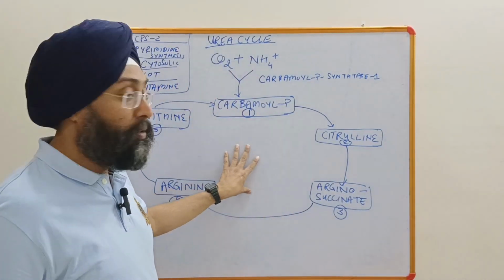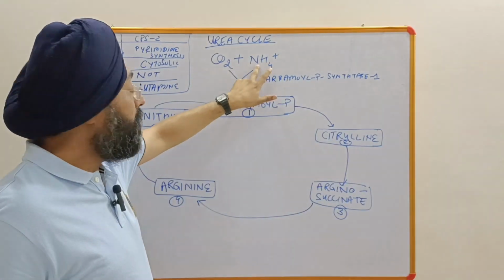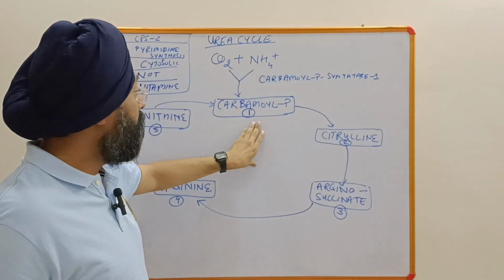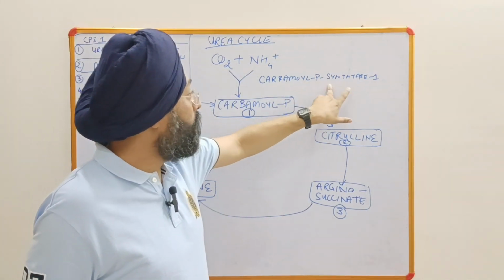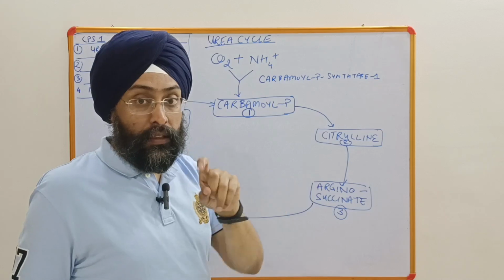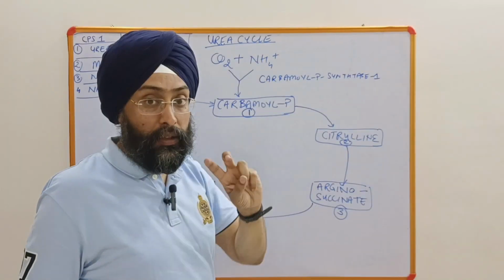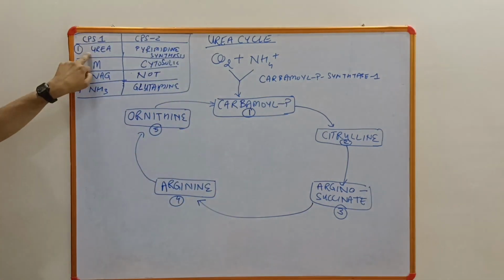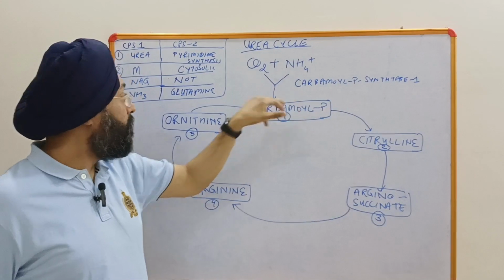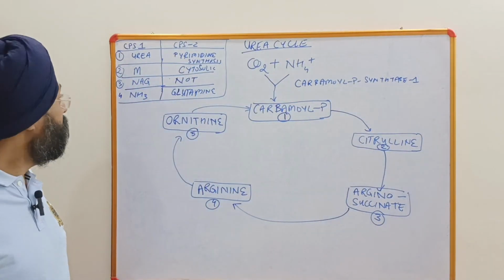Now we'll start with urea cycle proper. The first step is carbon dioxide and ammonium ion. They combine with each other to form carbamyl phosphate, right? And the enzyme involved is carbamyl phosphate synthetase 1, right? There are two enzymes in the human system, that is carbamyl phosphate synthetase 1 and 2. So we'll start with their differences. The carbamyl phosphate synthetase 1 is involved in urea cycle, right? And carbamyl phosphate synthetase 2 is involved in pyrimidine synthesis, right?